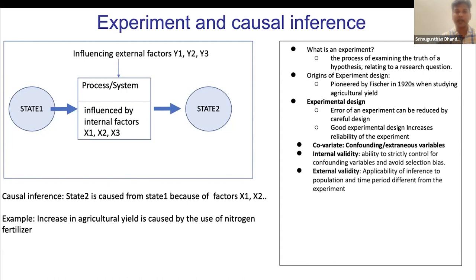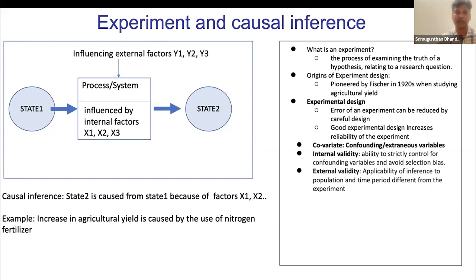Okay, but when you try to construct an experiment for this, we have to be careful, because the agricultural yield can depend on so many other things as well. Suppose that there was good rain, or where you conducted the experiment, the soil fertility was high. So there are some external factors which can also increase the agricultural yield, right? So when you want to do an experiment, you want to reduce this kind of error in your experiment. The idea of experimental design is that if you have a careful design, you can reduce the error of the experiment, and a good experimental design will increase the reliability of the experiment. That is the foundational idea of experimental design.